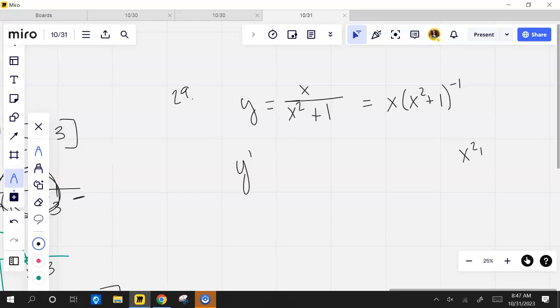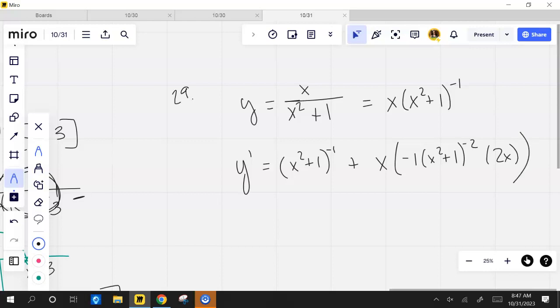Are you talking about you did this and you don't know how to solve it? Okay. All right. Derivative of the first times the second plus the first times derivative of the second, which will be -1 times x squared plus 1 to the -2. Chain it. So this is 1 over x squared plus 1 plus 2x squared, nope, minus.